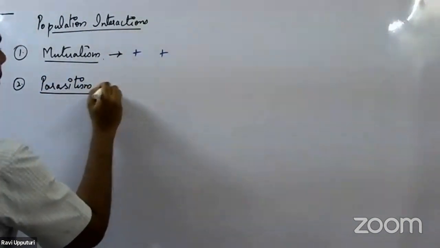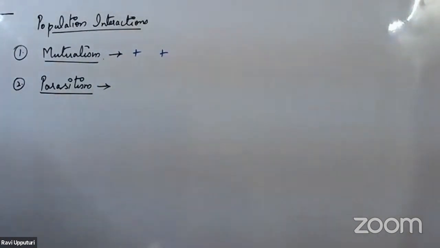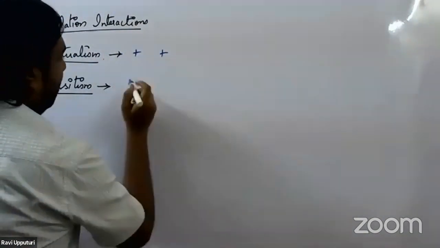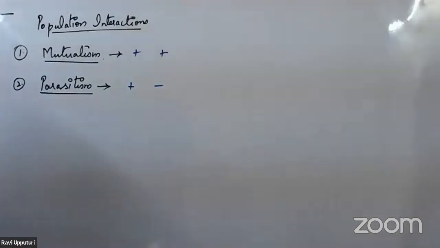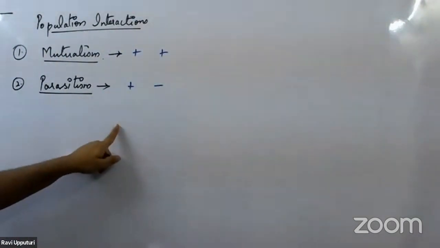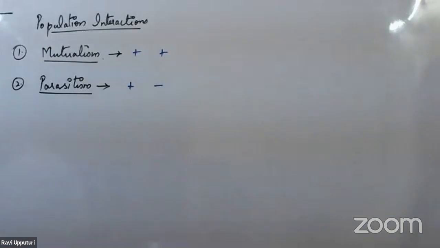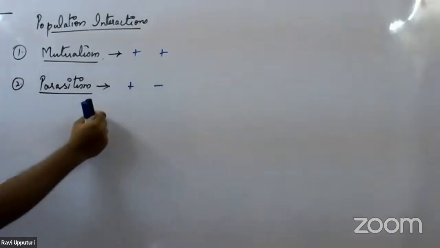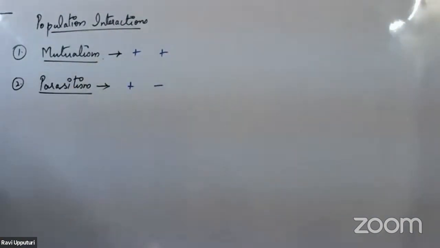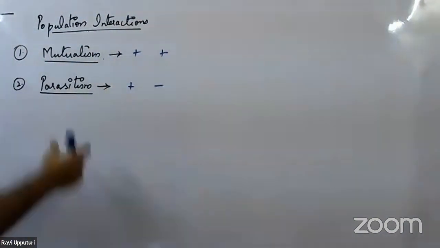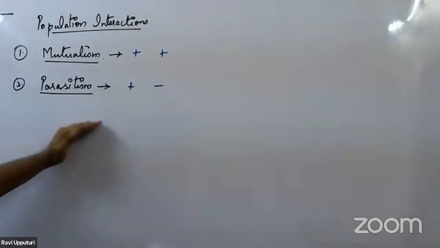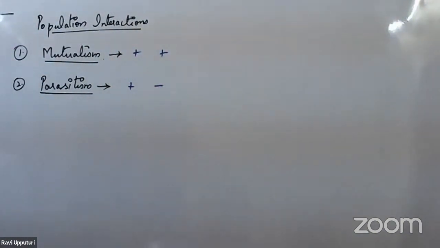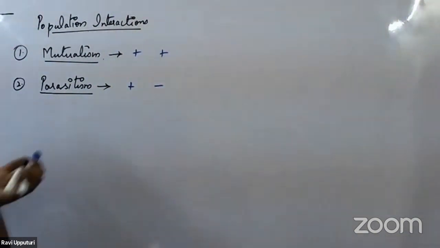So what happens in parasitism? In parasitism, we said that one species would be benefited while the other species would be harmed. One of the interacting species is being benefited while the other interacting species is being harmed. If this is the condition, we call it parasitism. Now let's get into some details with regard to this interaction called parasitism. We have said that one is being benefited and the other one is being harmed.